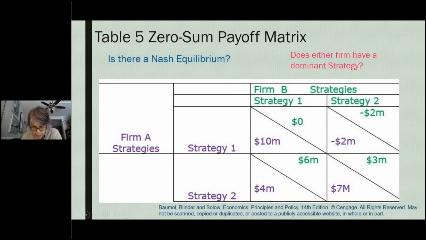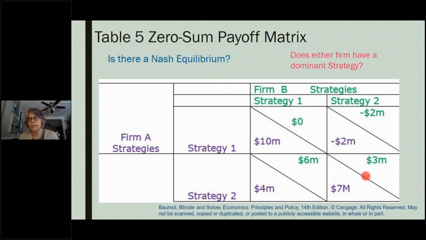Their strategy is going to be strategy 1. So if you're here, in this circle here, you'll see who has an incentive to change their behavior. Well, firm B has no desire to change their behavior because all they can do is 1 or 2. So they could go to 2, but they would be losing money. Does firm A have an incentive to change their behavior? No, because if they go to strategy 2, they're going to make less money. So this outcome is a zero-sum outcome because there's a winner and there's a loser.